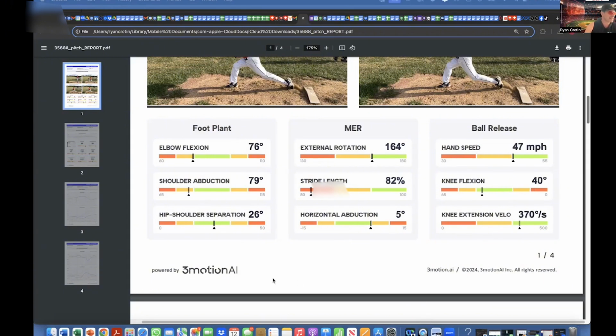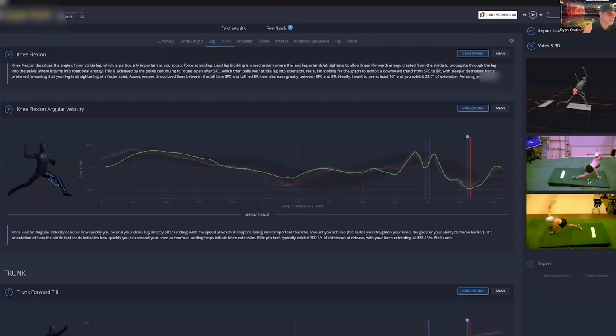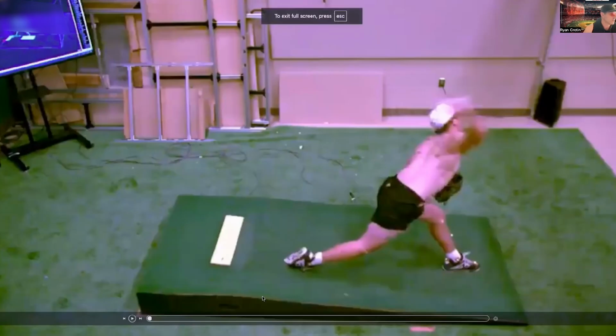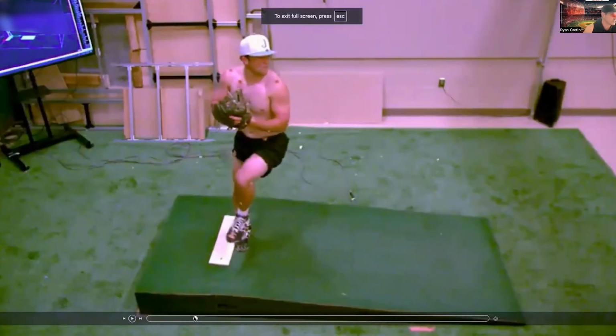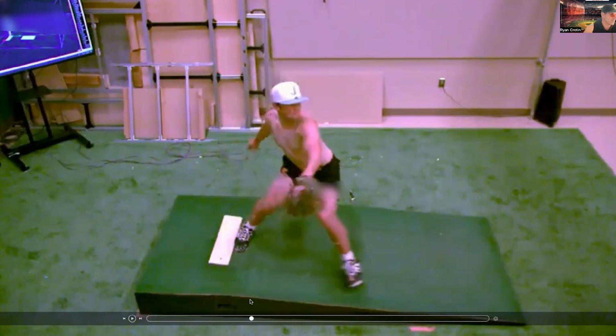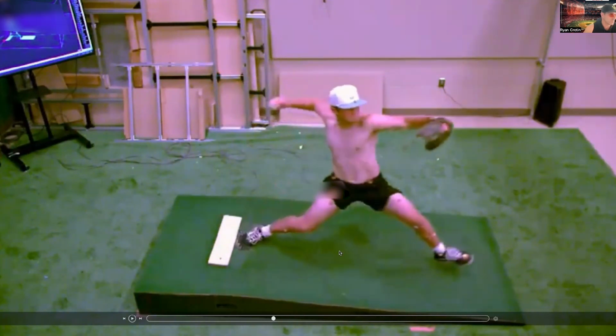When you look at a typical readout, this is very high level with markers. I've got markers on my guys. It's hard to see, but every joint is laid out. This is the best way to do three-dimensional biomechanics. Force plates in the mound, everything is mapped out.